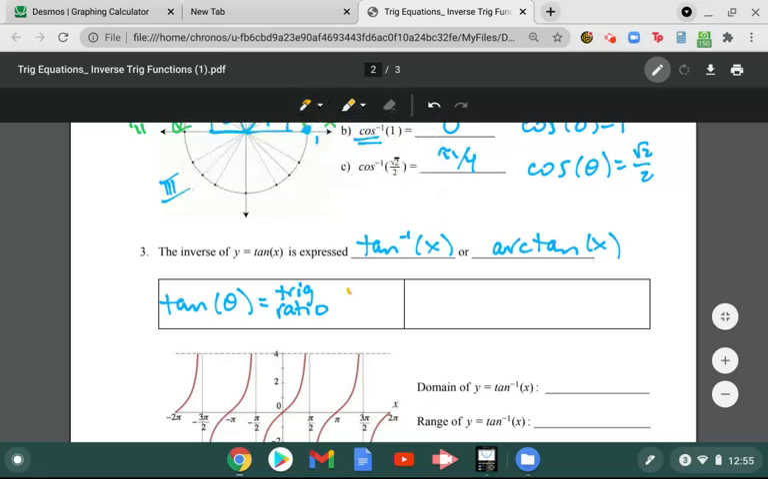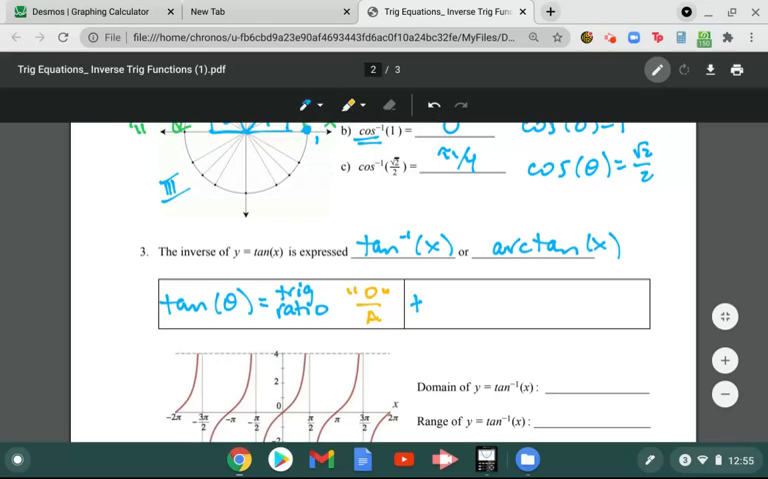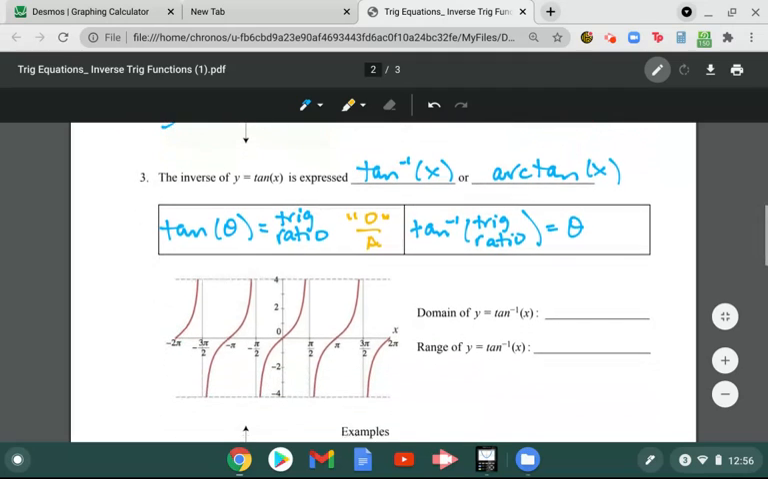SOHCAHTOA, the TOA, so that would be opposite over adjacent. If I write that instead as the inverse function, we get tan inverse of theta. Oh, sorry, tan inverse, not of theta, did you catch that? Of my trig ratio is equal to theta. We need to do the same thing and worry about restricting our range and domain.